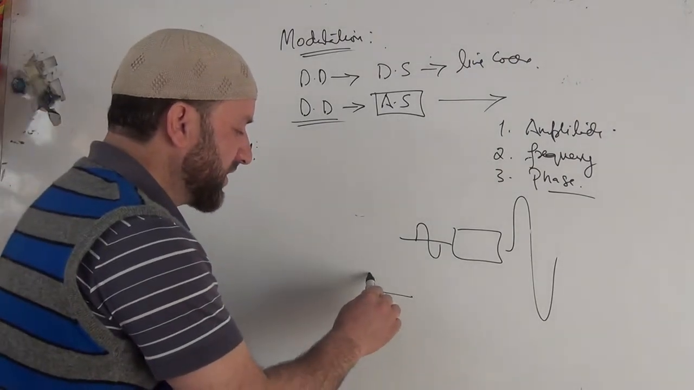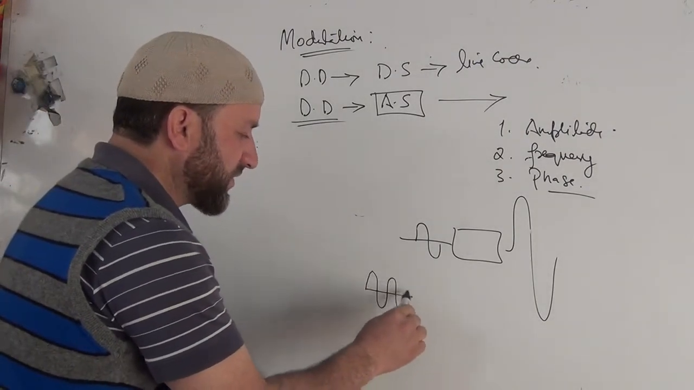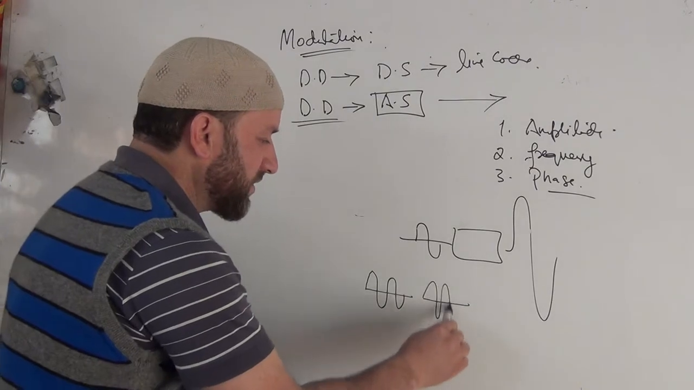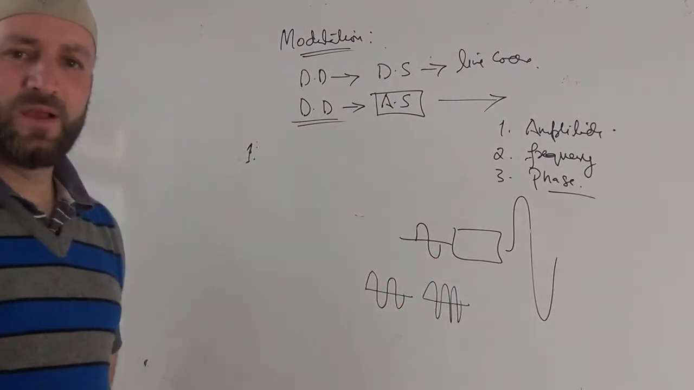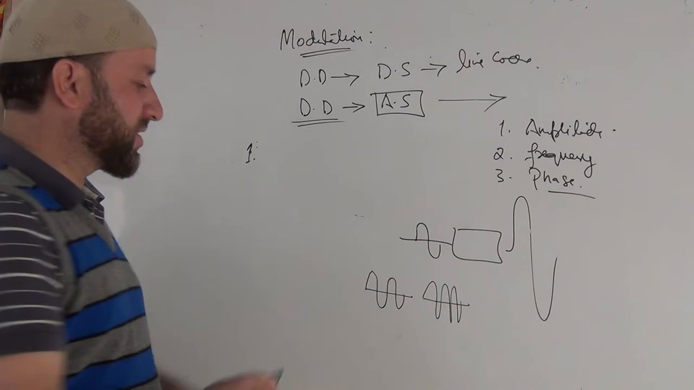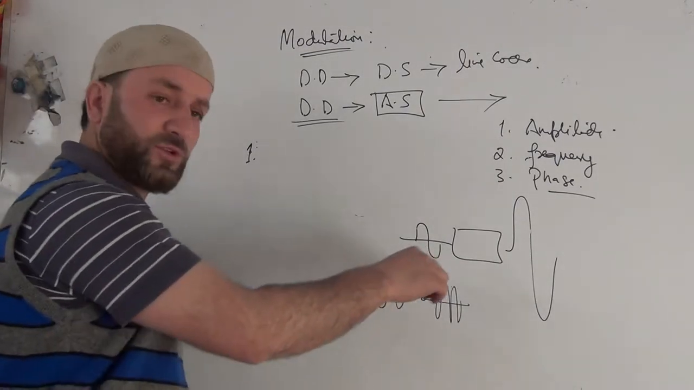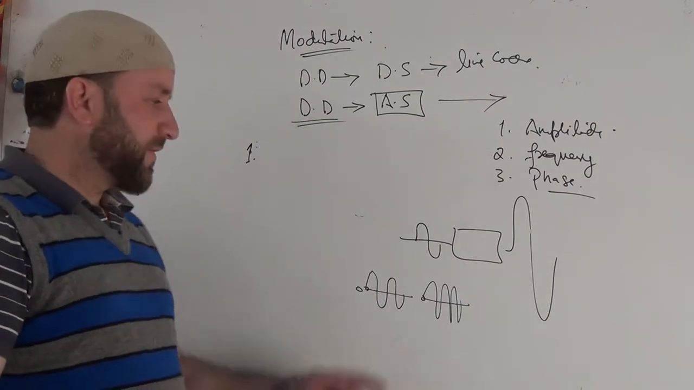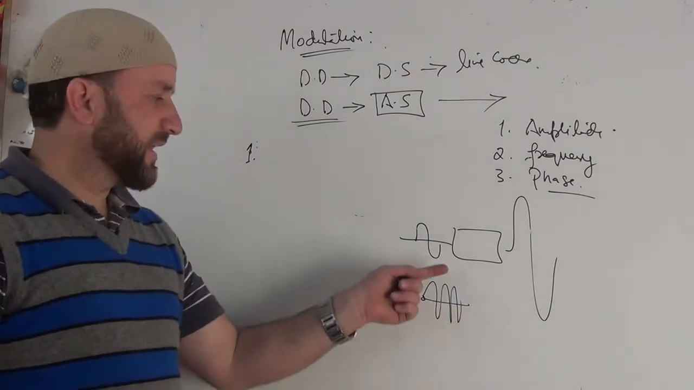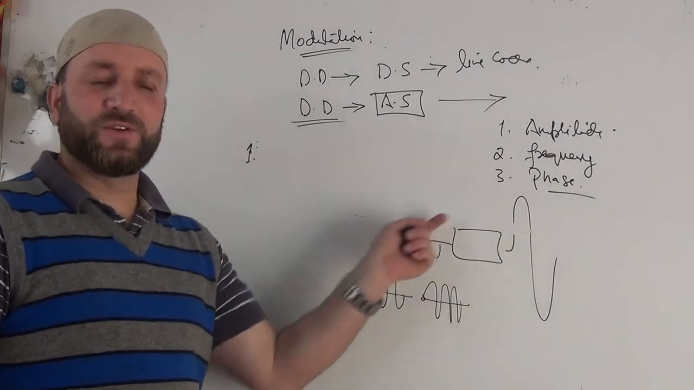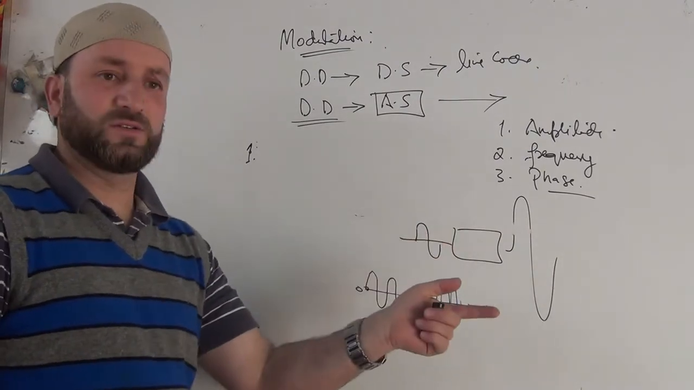For example, to represent the 0, we may have a lesser frequency. To represent 1, we may have more frequency. But amplitude and phase remain constant. Phase is 0 and amplitude is constant, say they have the same amplitude. Frequency changes. In the other case, amplitude changes, and frequency and phase remain constant.